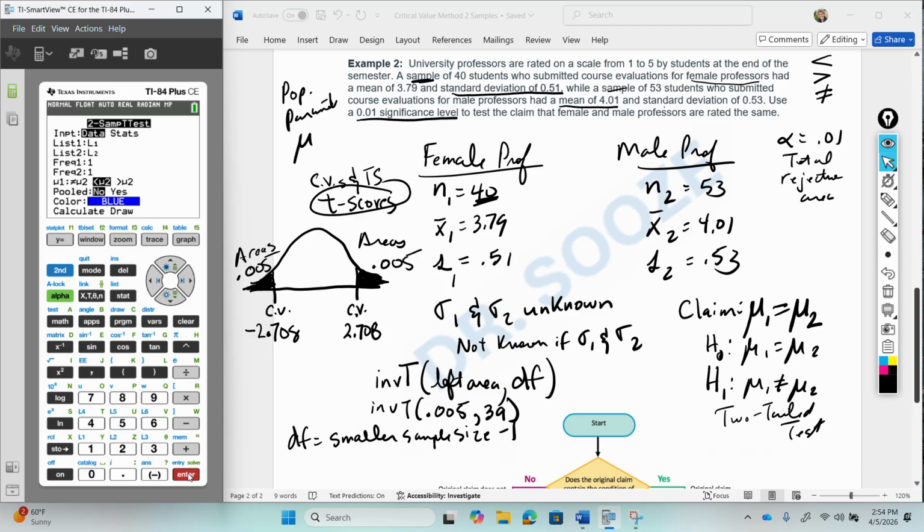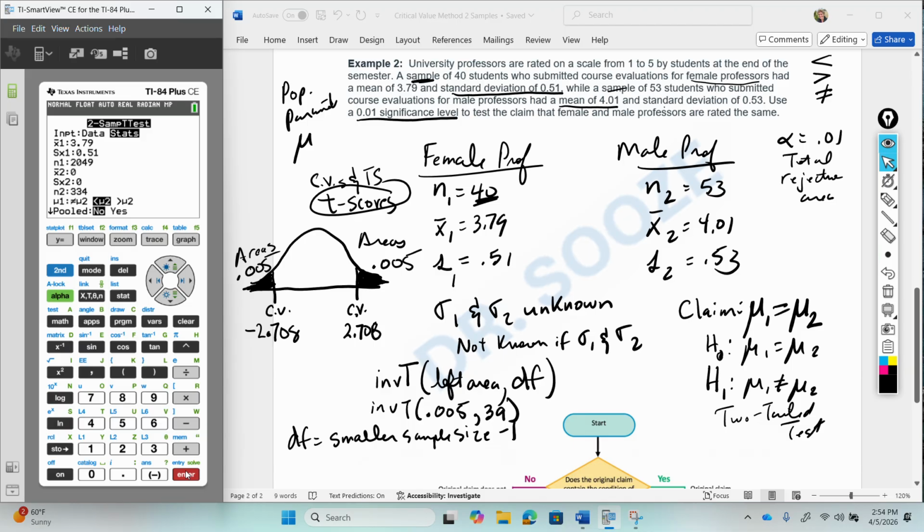Now it wants to know, were you given the raw data or were you given summary statistics? And we were given summary statistics here. So I'm going to scroll over to where that's stats and I'm going to press enter. So for my first sample, the mean was 3.79. And for my first sample, the standard deviation was 0.51. And you can see I've got old data in there. I'm just going to overwrite it.